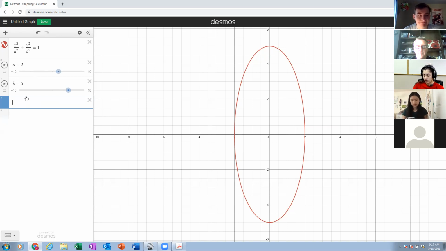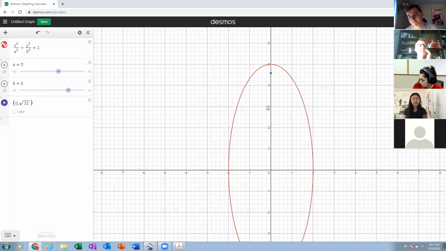So if I say I'm going to graph the point, what's wrong with what I'm typing here? Square root of 21, 0. What's wrong with this? You gotta switch the X and the Y there. Yeah, you got to go along the major axis. And in this case, the major axis is not horizontal, it's vertical. So oh, that was dumb. I went backwards. There we go. There's the focus of this ellipse.